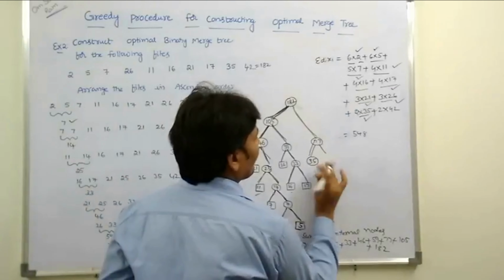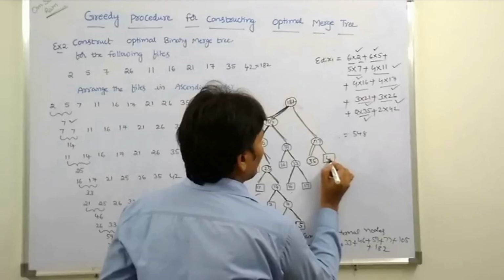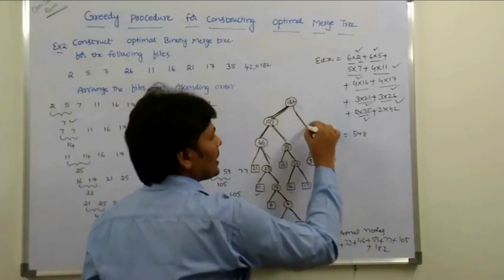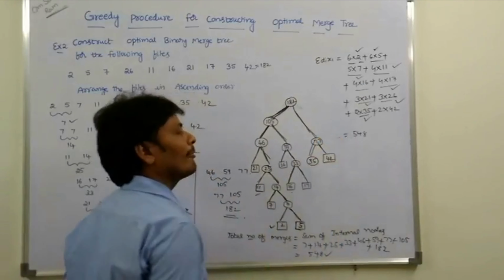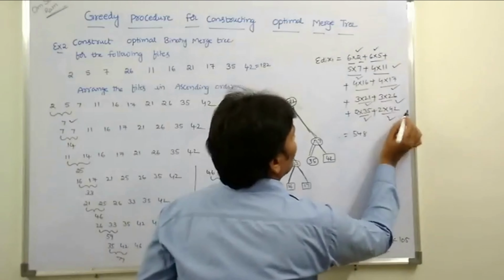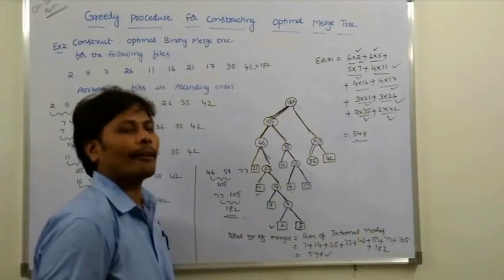Sorry, the next leaf node is 42. So the distance from the root node to the leaf node is 1, 2. So 2 into 42. So the total is equal to 548.